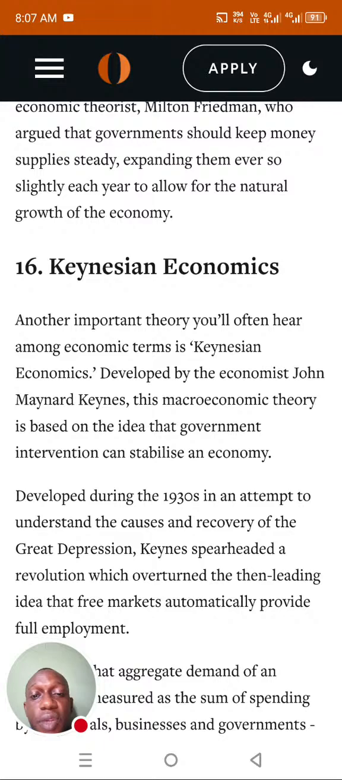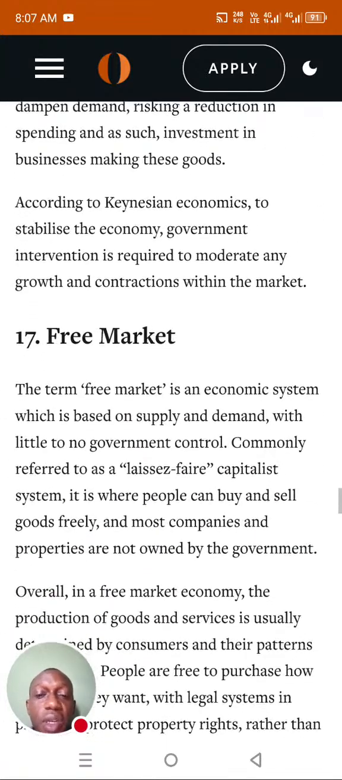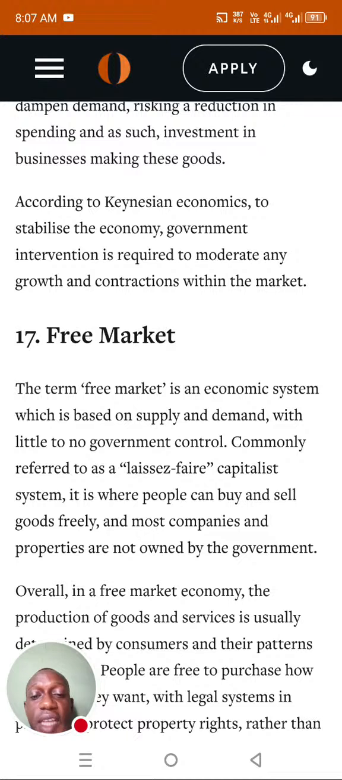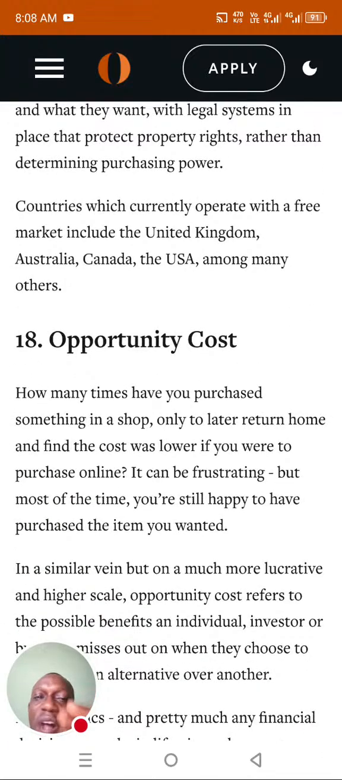Keynesian economics, that's another term used. Now we have free market. The term free market is an economic system which is based on supply and demand with little to no government control. When government does not have full control, we call it a free market. We have to use that term also. Opportunity cost, you have to go and do research on it. All these things, please note them.